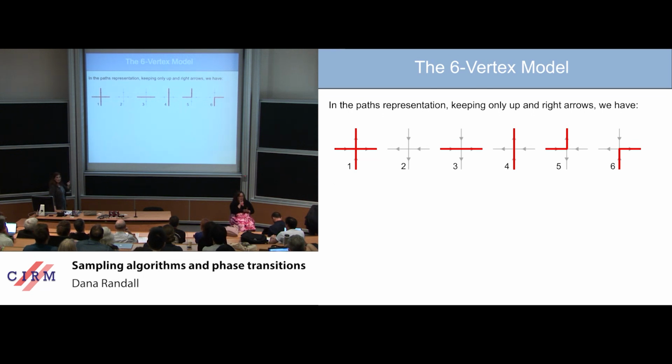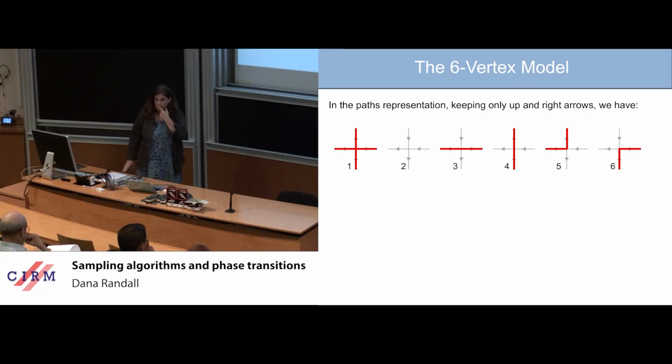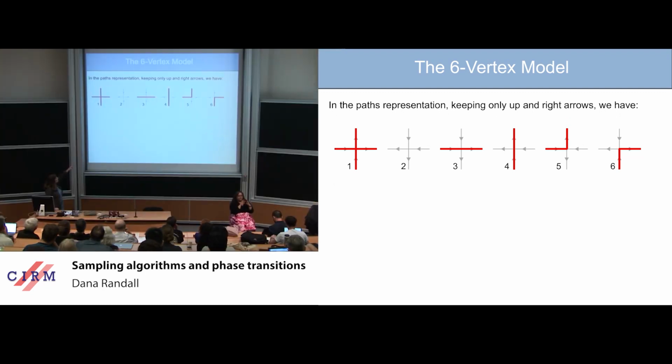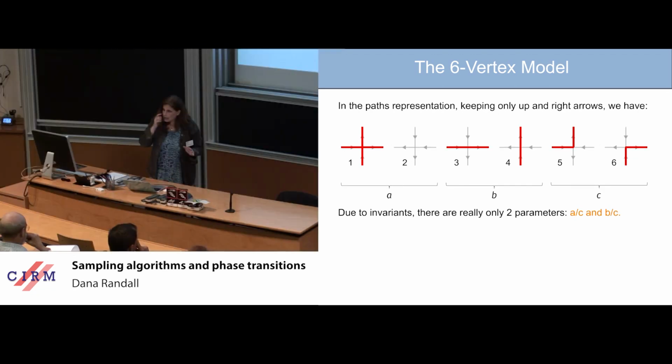I'm going to go back to the lattice path interpretation. Of these 6, I'm just keeping around the arrows that are to the right or up. I'm flipping back and forth between this orientation picture and the lattice path picture. So right now I'm showing it in terms of which edges are present at that vertex. It turns out that even though this is 6 parameters, there are really only 2.